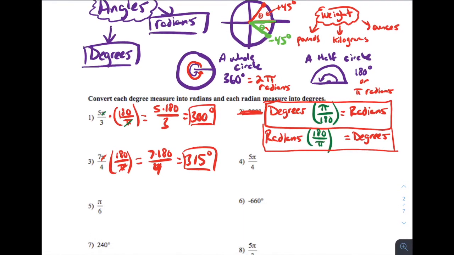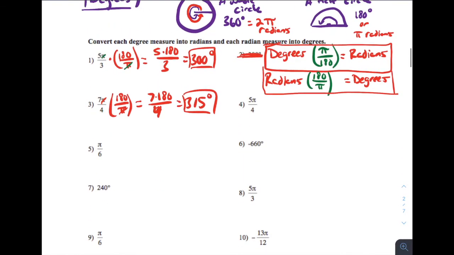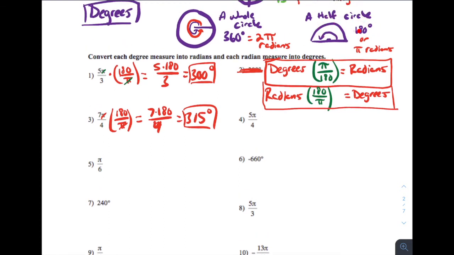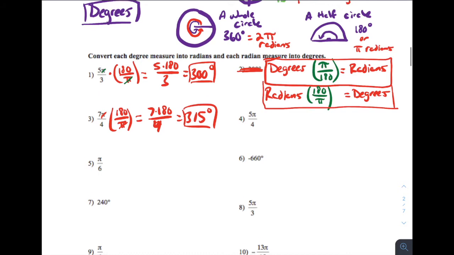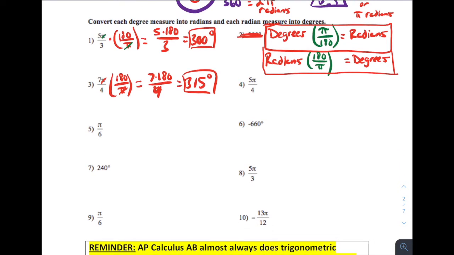We can do this also in problems like number 7, where they give us a degree measure, like we have right here, and we need to convert to radians. In that case, we would use this equation where we multiply by pi over 180. Again, these unit conversions are coming from this half circle idea where we know that 180 degrees is the same thing as pi radians. So we're using that in these unit conversions to help us to get from one form to another.